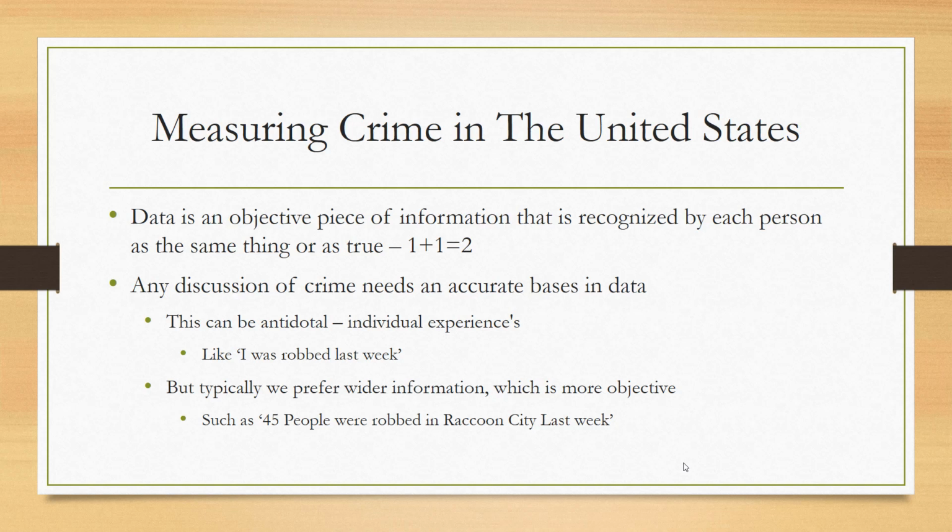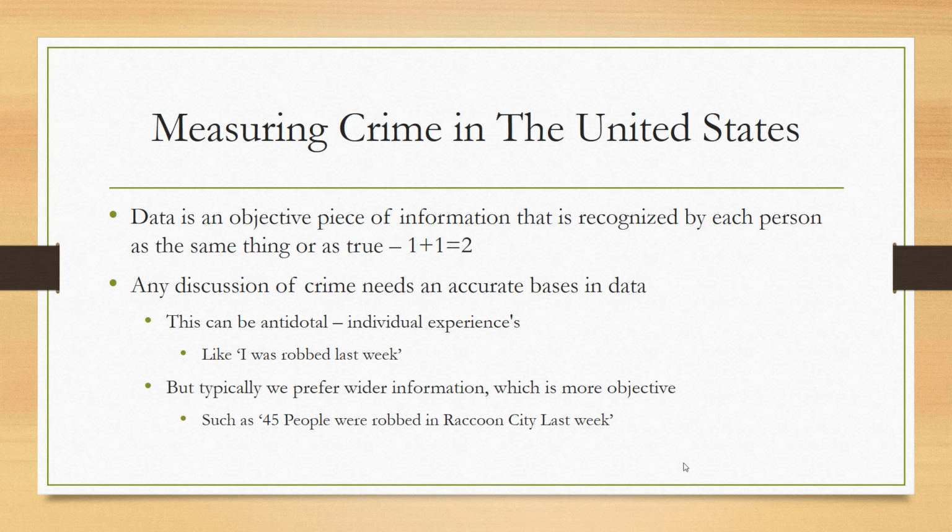Measuring crime in the United States. Now, data is an objective piece of information. Objective usually means, in a sense, we can easily determine its truth. It's recognized as true. So, simplest way, 1 + 1 = 2. If you're going to talk about crime, and if you're going to say crime is up, crime is down, crime occurred, crime didn't, let's have real numbers.